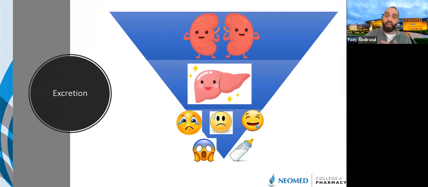Sometimes they are excreted by the liver through our feces as well. So sometimes it goes in the feces too. And some drugs are also excreted through your tears, through your sweat, through your breath, or through your saliva. Well, this one's through your saliva, sorry. This one is through your breath, and then this one is through breast milk as well. So for lactating mothers, it could go through the breast milk.